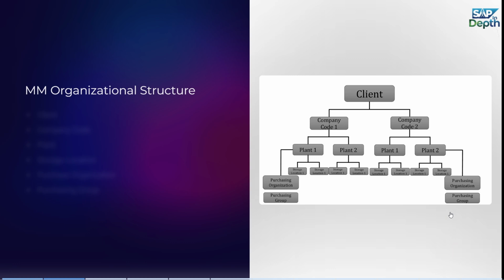First, let's look at the big picture. The SAP MM organization structure is hierarchical, starting from the broadest level and narrowing down. At the top, it is the client, then company code, plant, storage location, and purchasing elements. Think of it like a family tree for your company's operations in SAP. Now let's break it down step by step.